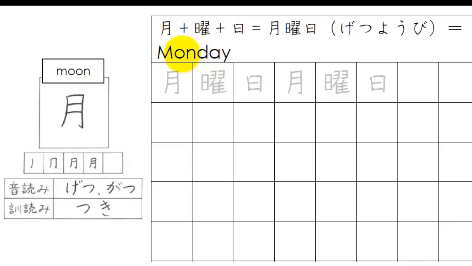Mon-day. Well, coincidentally, Monday is also derived from the word moon. That's why we get mon. It's a form of moon. So Monday in English is also moon day. We already know the kanji for moon. There it is one more time. But let's check its stroke order.